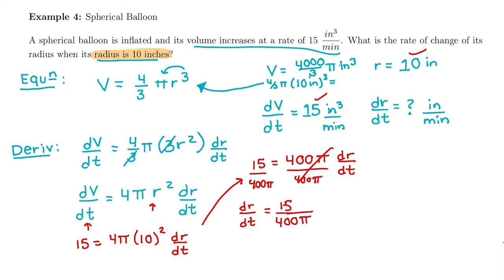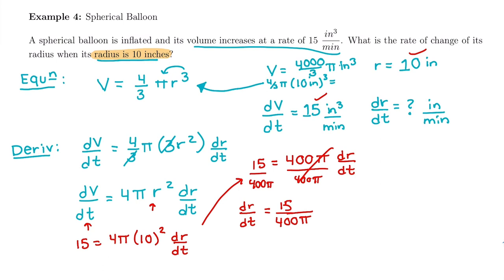You could also look at what the decimal is to figure out if that makes sense, why the volume is increasing by 15 inches. And that is because the radius is increasing by 15 over 400 pi. And sometimes it makes more sense to look at the actual number, but you don't have to. You can leave it in that exact form. We would want to write our sentence though.